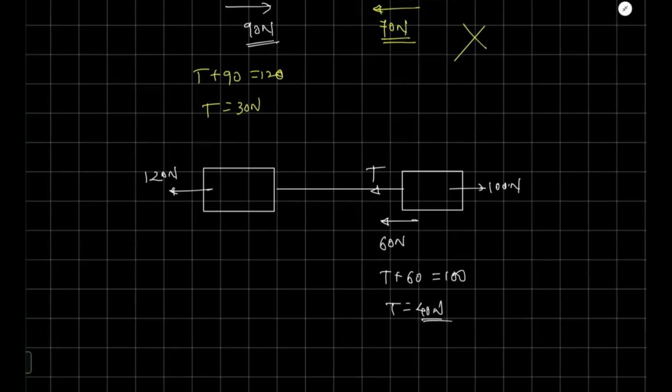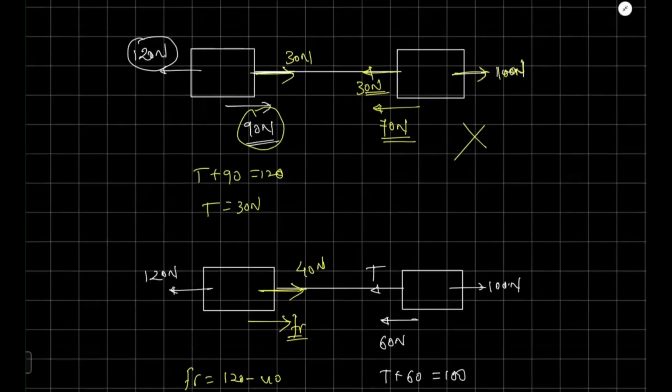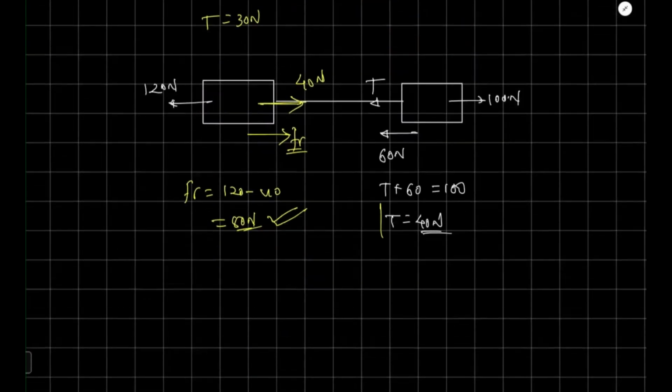Now if you see this block, so on this block tension will act in this direction, that is 40 Newton, and friction force will also act in this direction. So the value of friction is going to be 120 minus 40 is equals to 80 Newton, and our maximum value is 90. So now it is permissible. So this will be our answer. The value of tension will be 40 Newton.